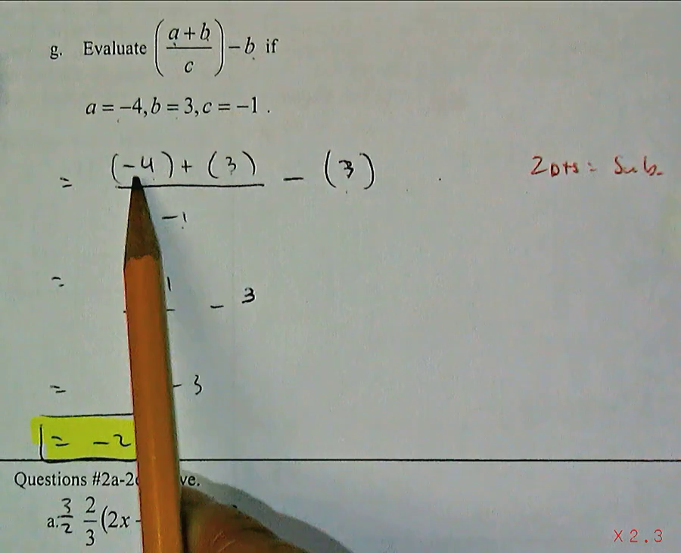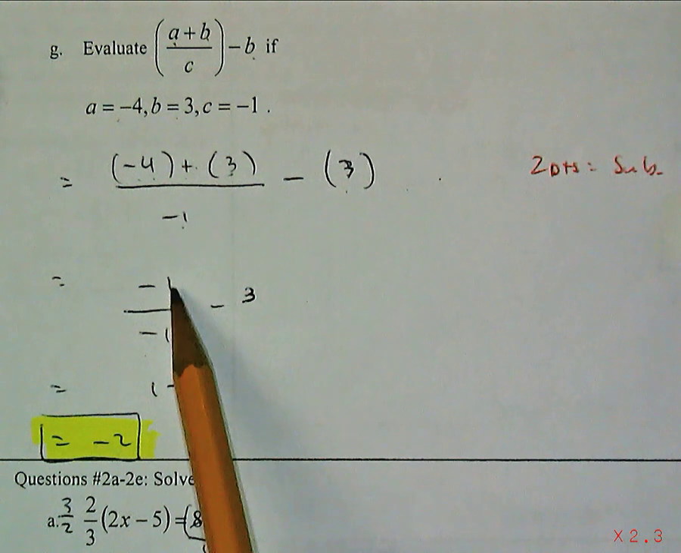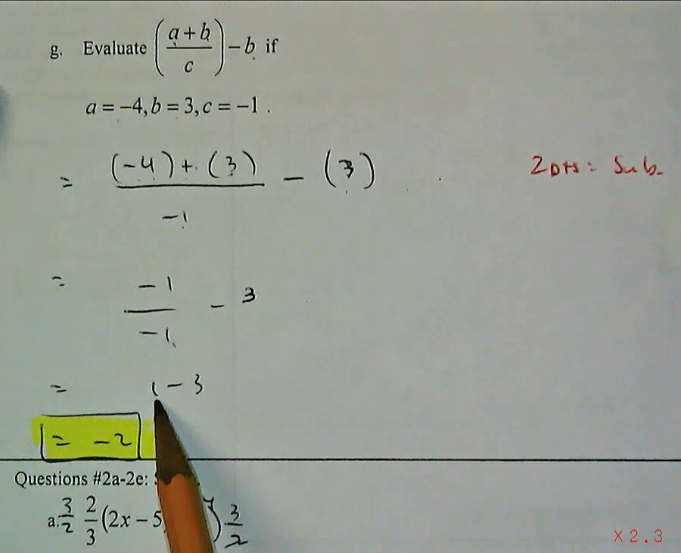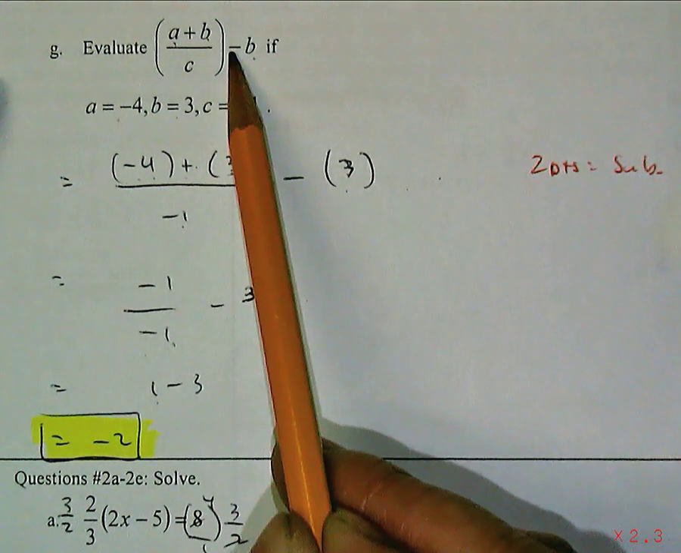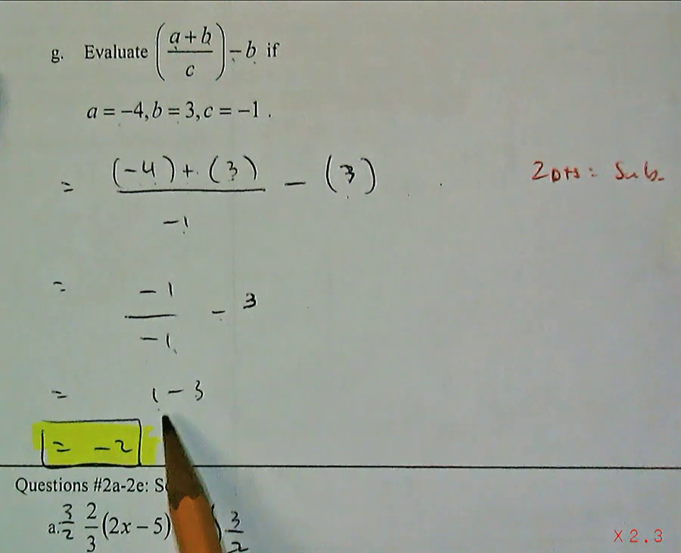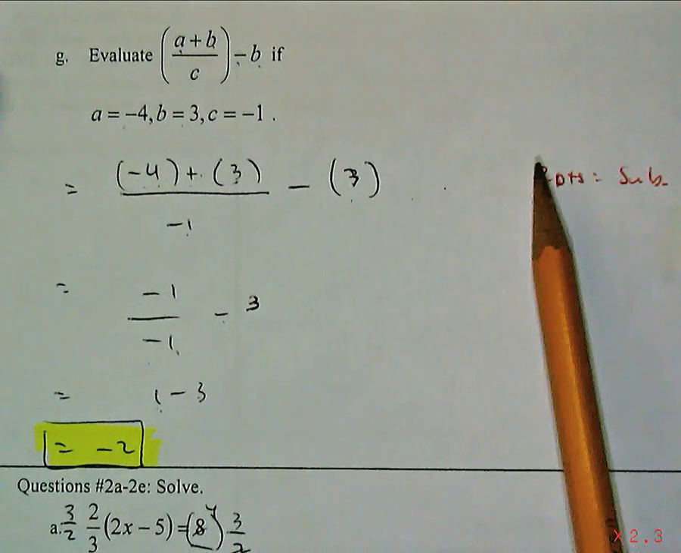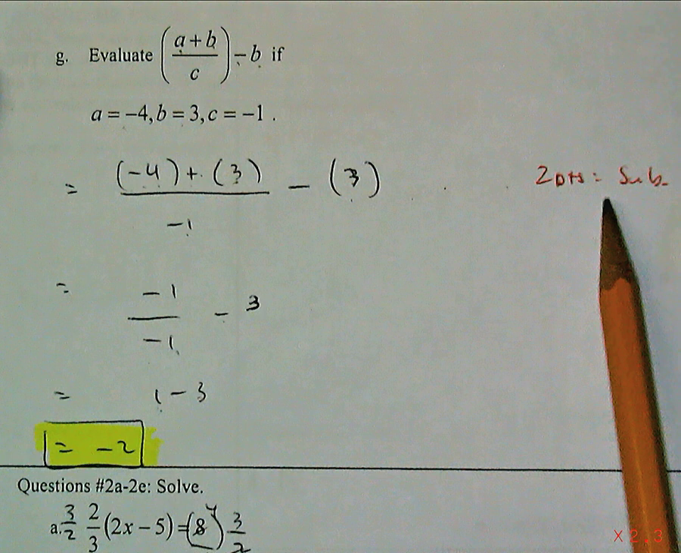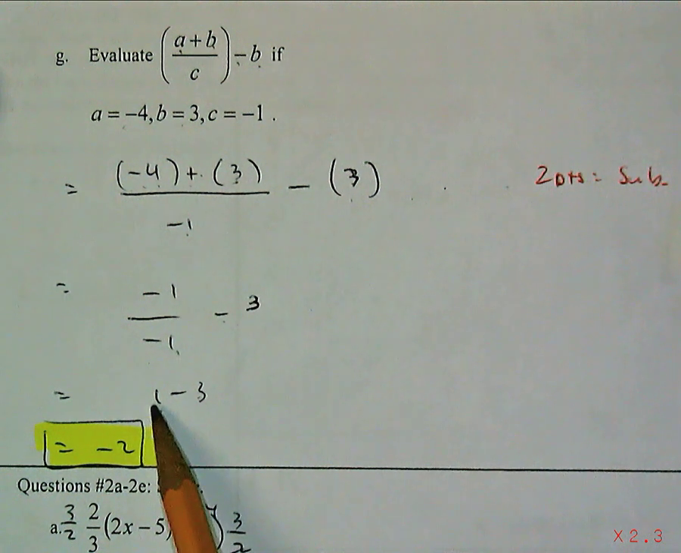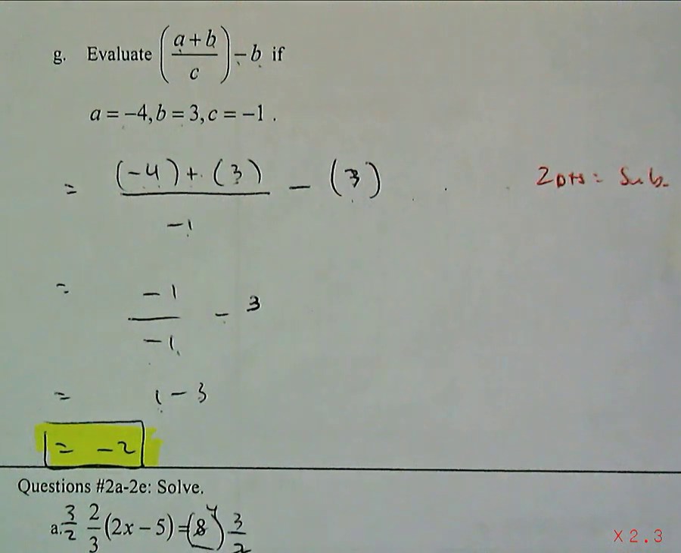So in the numerator, write negative 4 plus 3, which is negative 1. And negative 1 divided by negative 1 is positive 1. Notice here that this is subtraction, not multiplication. So this is 1 minus 3, which is negative 2. So if you substitute incorrectly, I give you 2 points. A lot of students made an issue here. They got 1 minus 3 that was negative 3. I would give 3 or 4.